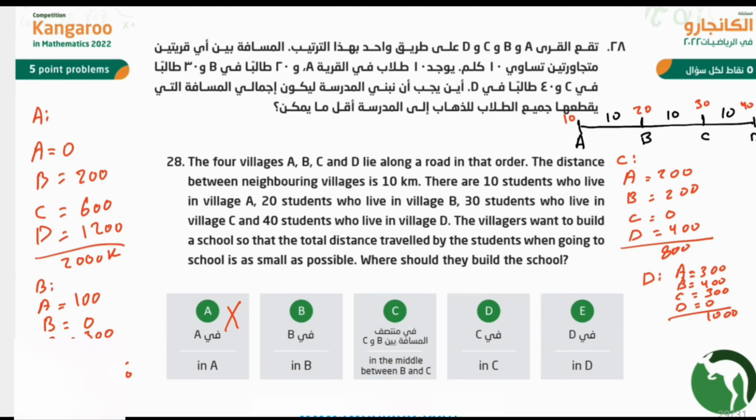Now, here we have the school in the middle between B and C. So this is the last situation here. We have here this point between B and C. So for A, it will be 150. For B, it will be 100. And for C, it will be also 150. For D, it will be 600. So if we sum all of them, we will obtain also here 1,000. So this one is not accepted. So the least one, when we build the school at C, is the correct answer.